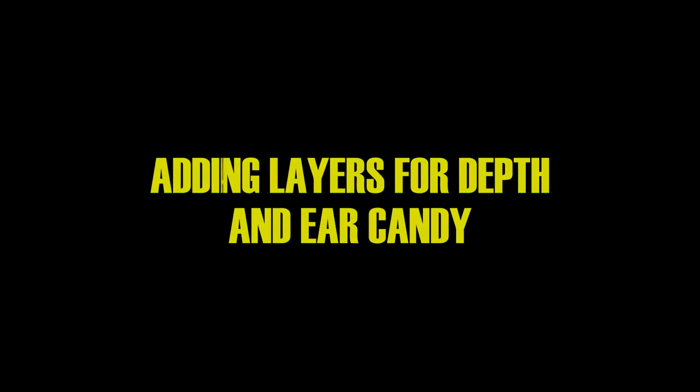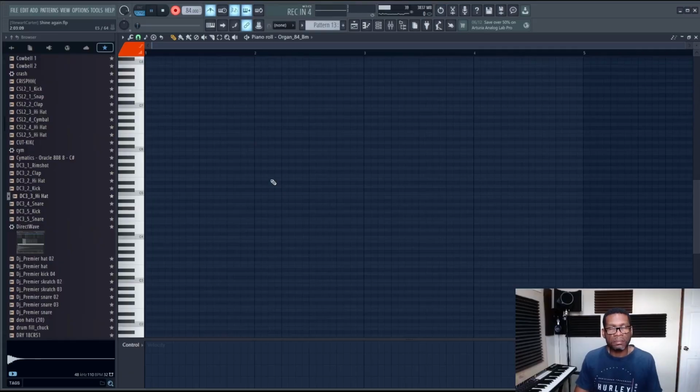Step number 4 is a bit broader and I want to call this adding more layers for depth and adding ear candy. In this case, I added an organ which essentially played the main chords but not in the same timing. I added strings which did not necessarily follow the main chords in the way you might think. It created a harmony, and I added some vocal chops just as an ear candy accent.